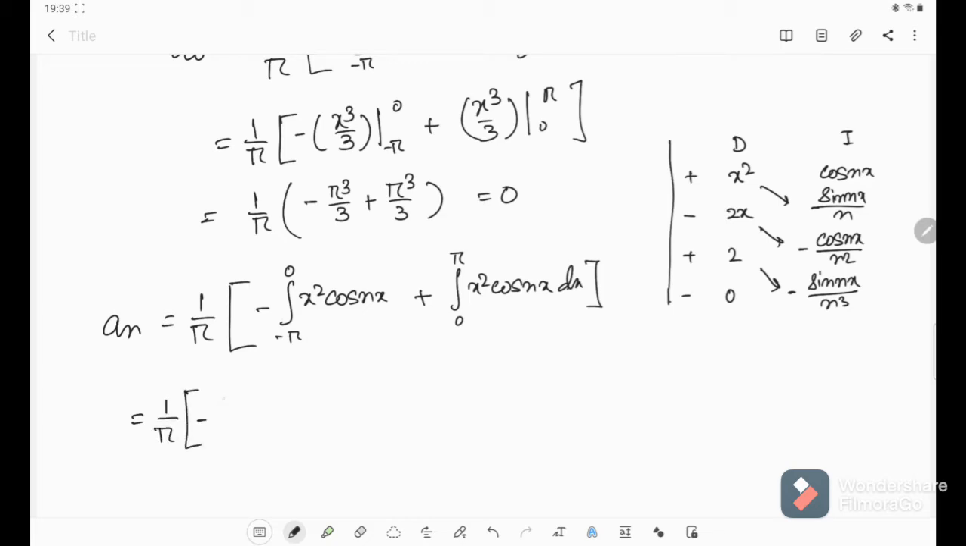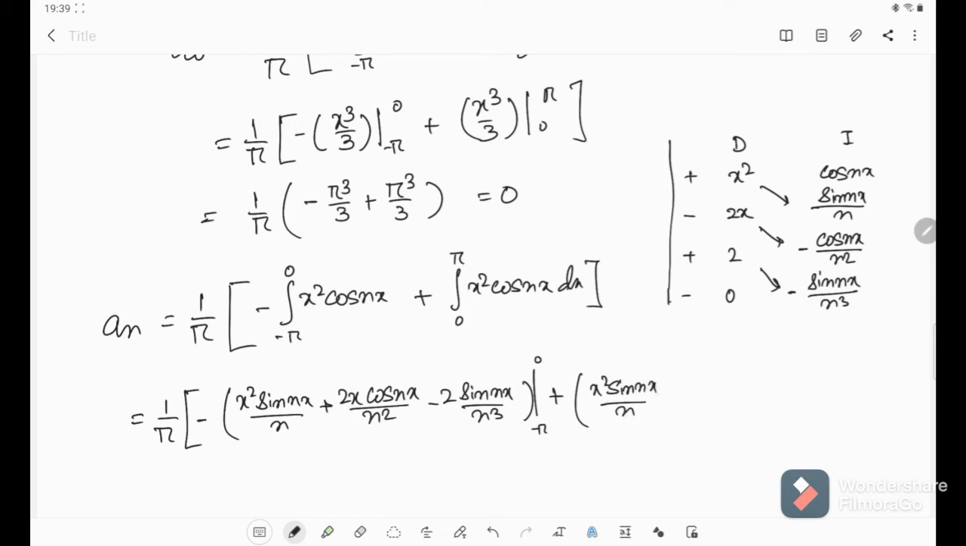So let's write x square sin nx by n plus 2x cos nx by n square minus 2 sin nx by n cube, and the limit is minus pi to 0, and the second one would be also like x square sin nx by n plus 2x cos nx by n square minus 2 sin nx by n cube, 0 to pi.